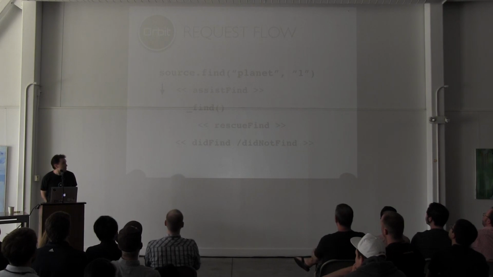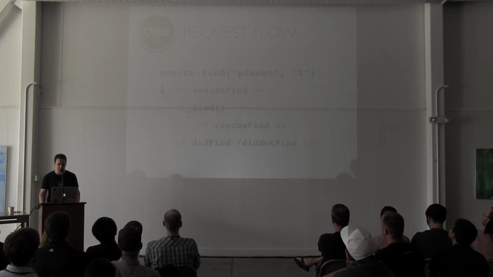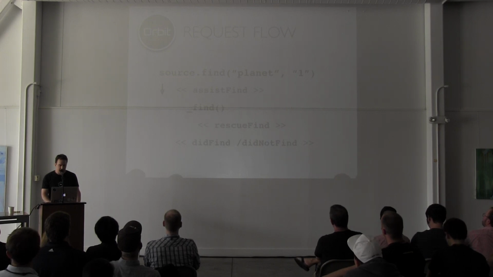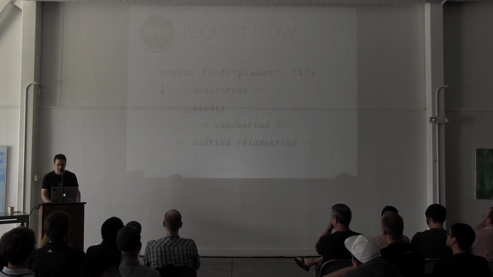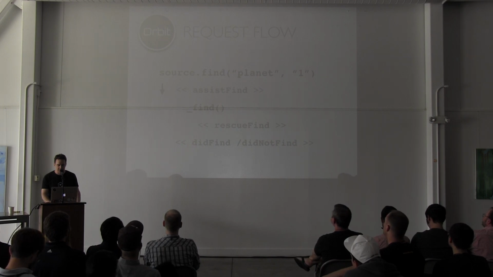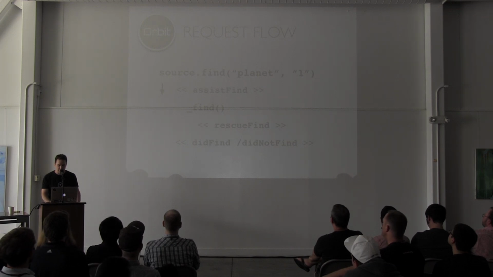So back to the requestable interface. What's the flow there? Let's say you have a requestable method, find. It's called on the source. First, it triggers an event, assist find. If any listeners engage with that and resolve the promise, then their result is taken as the result of the find operation, and it jumps down to the did find event at the bottom.